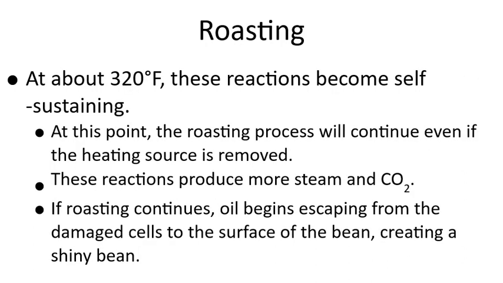At around 320 degrees Fahrenheit, these reactions become self-sustaining. That is, the energy released by these reactions is enough to keep the temperature of the beans from dropping, even if we stop heating them. The reactions continue to produce steam and carbon dioxide. As the roasting continues, oil begins escaping from the damaged cells in the bean and rises up to the surface, causing the bean surface to take on a shiny appearance.